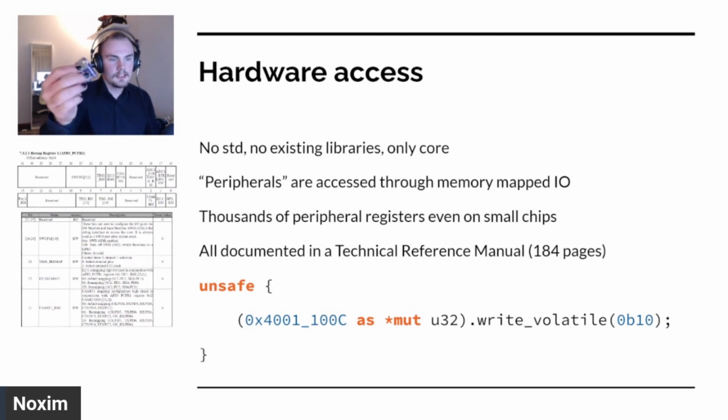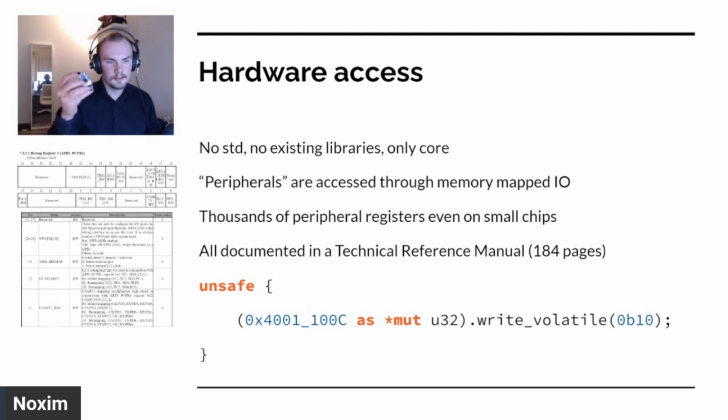To get our LEDs and buttons working, we need to do some hardware access. So of course, because we're writing embedded, there's no std. You can't just write out. Rust doesn't know what it's running on, so it can't include anything out of the box. So we only have core.